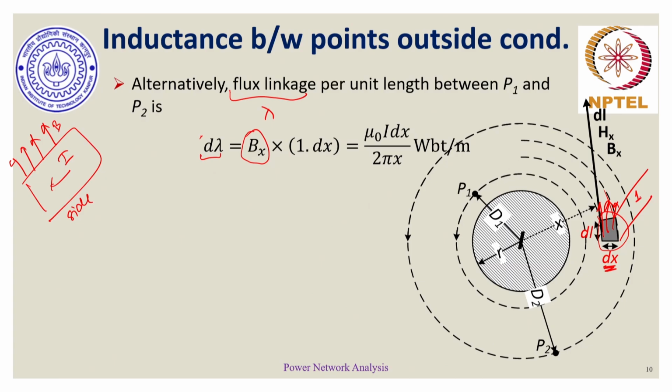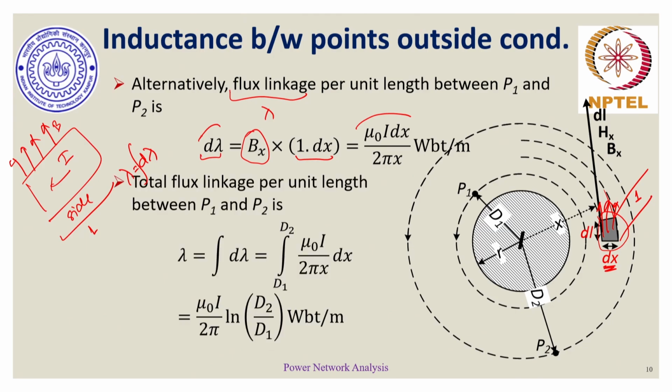We are using unit length 1, so this side section is of unit length 1, then the area of this cross section along which magnetic flux density is existing is 1 dot dx. So from here we can find d lambda, which is mu naught I dx by 2 pi x Weber turn per meter. Now we can also integrate this lambda. So net flux linkage between points P1 and P2 would be the integral of d lambda, which turns out to be this expression again.